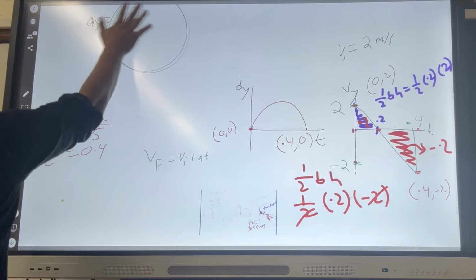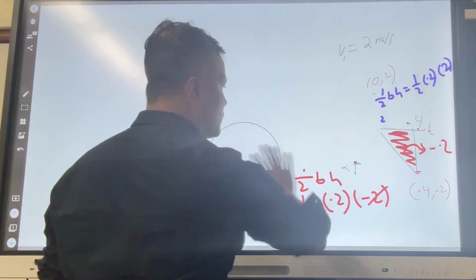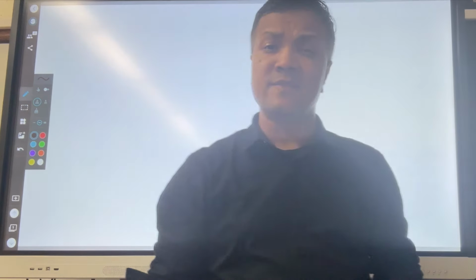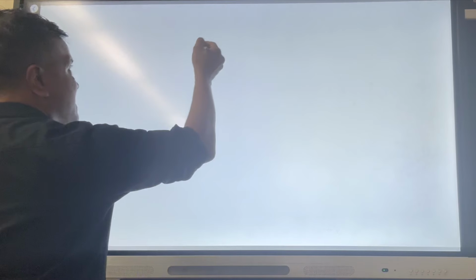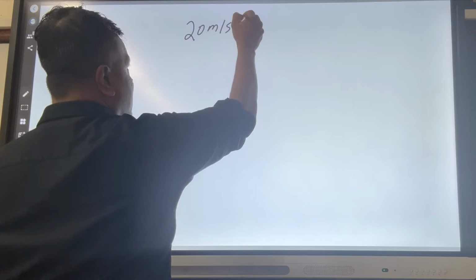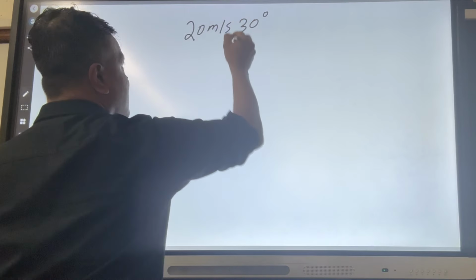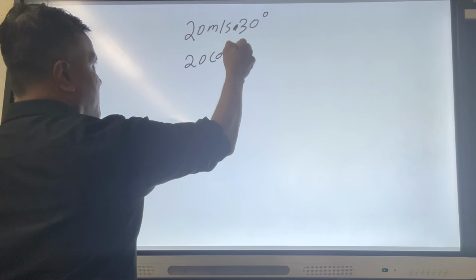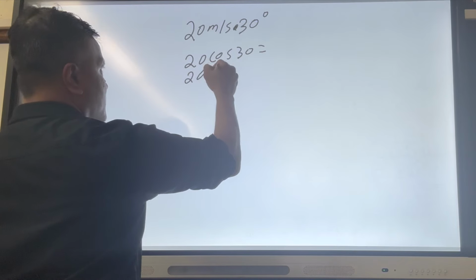Now what can you do? You go to problem number 4. What else can you do? You can now do it not at 90 degrees. So far we have been doing it at 90 degrees. Now let's do something else. Now let's do 30 degrees. Okay, let's kick something at 20 meters per second at 30 degrees. So what is it? 20 cosine 30, 20 sine 30.